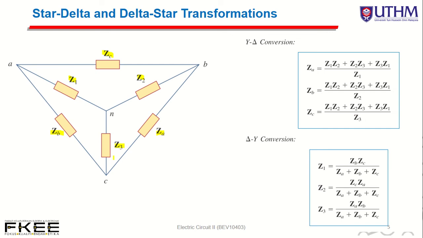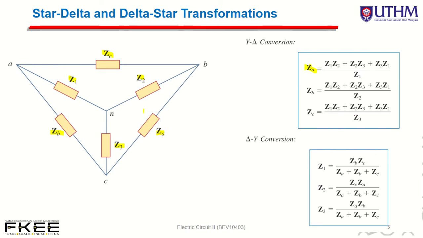So the question is, let's say we have a Y circuit, Z1, Z2 and Z3. How to convert to delta? We would like to convert from Z1, Z2, Z3 to ZA, ZB and ZC. This is the formula to convert from Y to delta. So how to determine ZA? ZA equals Z1 Z2 plus Z2 Z3 plus Z3 Z1, divided by Z1.